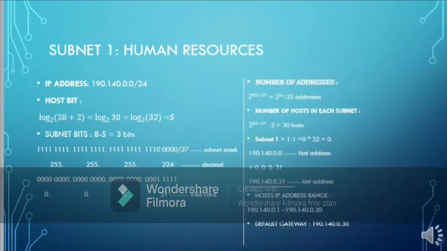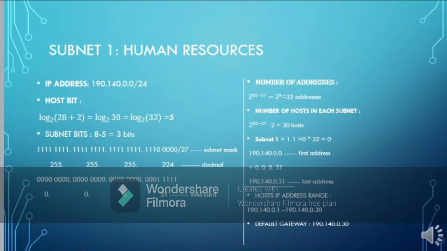First of all, we have subnet 1 that is suitable for human resources. For the IP address, we have 190.140.0.0/24. To get the host bits, it is log base 2 of 28 plus 2, which equals log base 2 of 30. But we can't use log base 2 of 30 because it will just give you a decimal. So we change it to log base 2 of 32, which equals 5. For subnet bits, we have 8 minus 5 equals 3 bits. The 5 here is from the host bits.